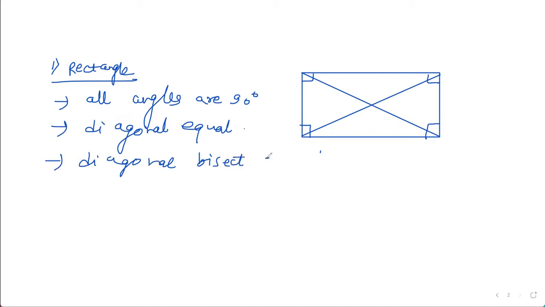So what do we mean by bisect each other? If I name this rectangle ABCD, let me consider the diagonal AC. This diagonal AC is dividing the other diagonal BD into 2 equal parts. That means OB and OD are equal. In the same way, vice versa, diagonal BD is also bisecting the other one, AC, into 2 equal parts. So we can say AO and OC are equal. So these are a few special features regarding rectangle. I think the rectangle is clear now.